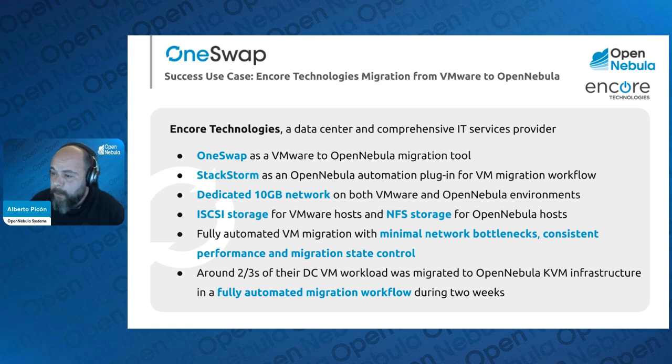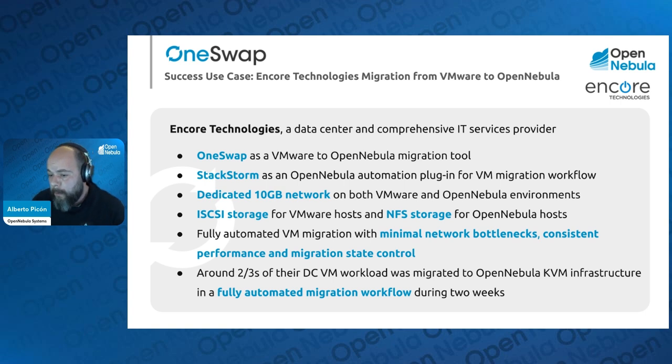They use StarkSwarm as an automation framework to automate the whole conversion process, and they use a dedicated networking environment based on 10 gigabit. They moved their VMware infrastructure based on iSCSI storage, SAN, and Fibre Channel to NFS storage using OpenNebula and KVM hypervisors. The whole process was fully automated using StarkSwarm on one side and OneSwap as a conversion tool.